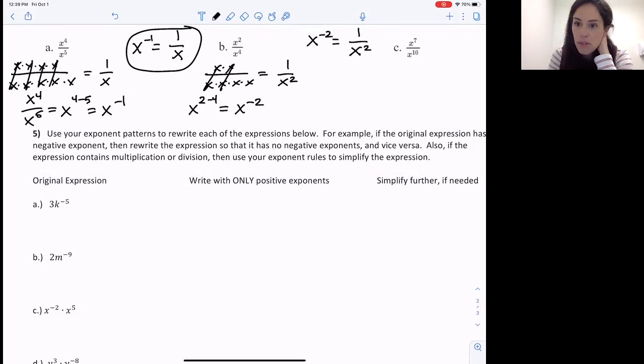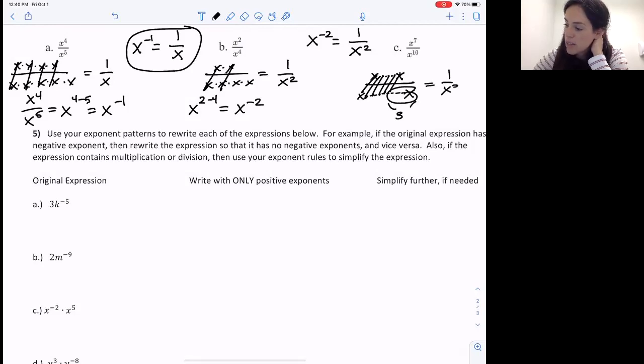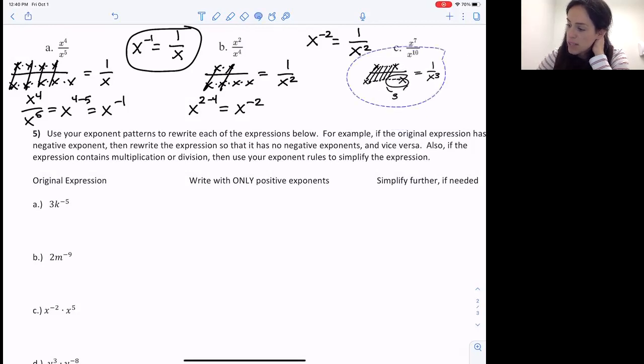Okay, last one. We'll do the last one here together, and then we'll see if we can come up with some conclusions. I have x, I'm not going to write all these out, 7 x's in the numerator, 10 x's in the denominator. I know that everything's going to cancel except for 3 x's left in the denominator. So this is going to be 1 over x to the third.